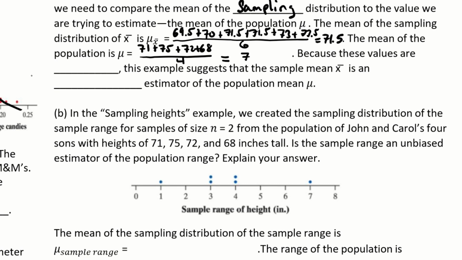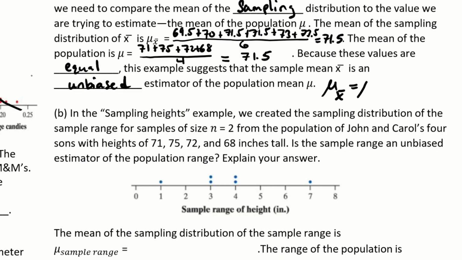So when we did the sampling distribution and we averaged the values in the sampling distribution, we get the exact same average as the average for the population. Because these values are equal, that's going to suggest that x bar, the sample mean, is an unbiased estimator of the population mean mu. So in this case, mu x bar was equal to mu, right?